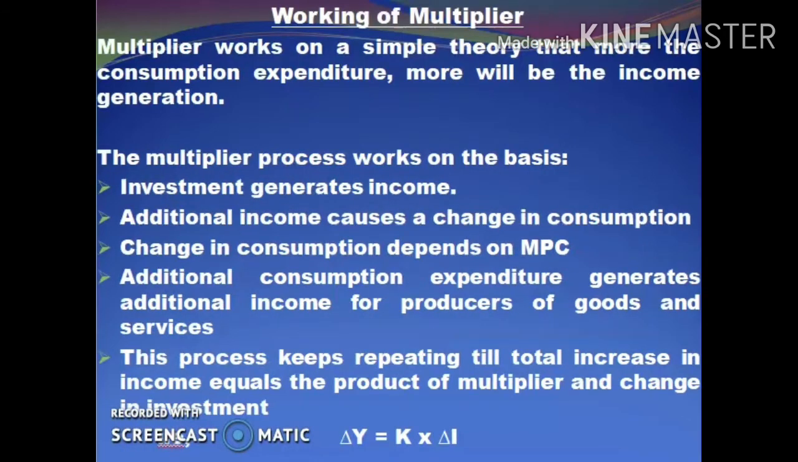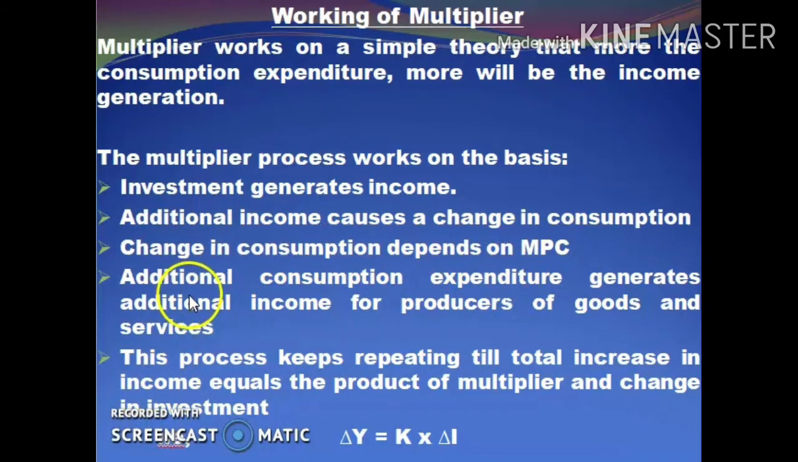Next is the working of the multiplier. The multiplier works on the simple theory that the more the consumption expenditure, the more will be the income generation, as you had studied earlier. The multiplier process works on the basis that investment generates income. So as investment is higher, it will generate higher income. Next, additional income causes a change in consumption. As income increases, consumption increases. The change in consumption depends on the marginal propensity to consume.